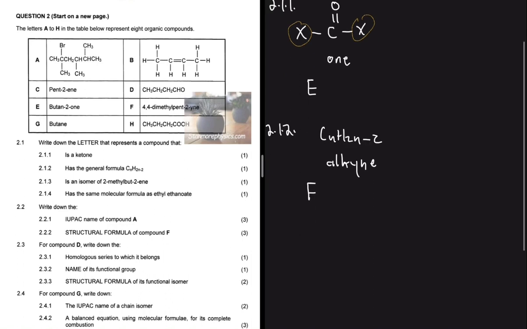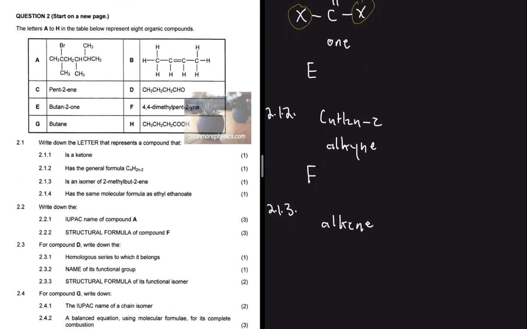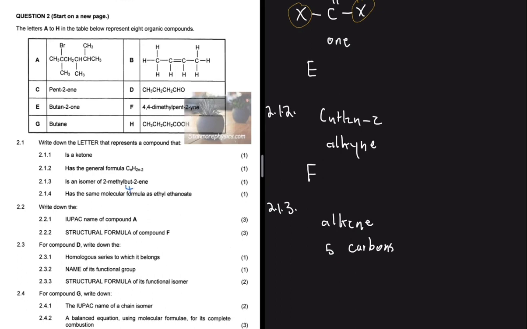And then for 2.1.3, it says an isomer of 2-methyl-but-2-ene. So as soon as it says 2-ene, we know we are looking for an alkene, right? We're looking for an alkene with 5 carbons, because but will give us 4 and then methyl will give us 1, right? So for A, we have a halogen, which is bromine, so we forget about it.